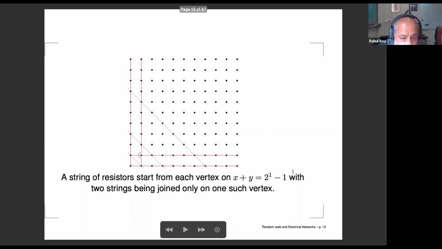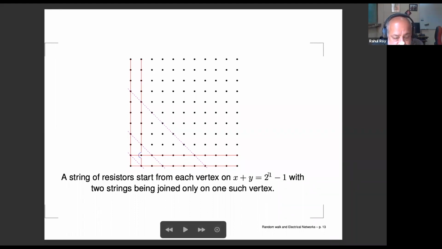Next, I'll look at 2 to the power 1 minus 1, which is x plus y equal to 1. So we'll start resistors from the point x equal to 1, y equal to 0, and we won't connect it here. We don't connect these resistors to this point, but we put these two in series, and there's no parallel connection here. And then we continue like this. So these are all these red edges. Each of these red edges is a resistor of R ohms.